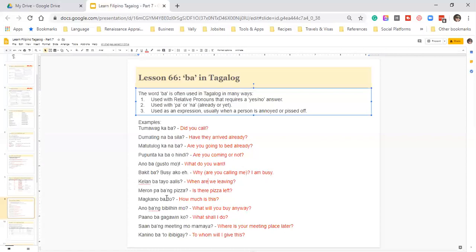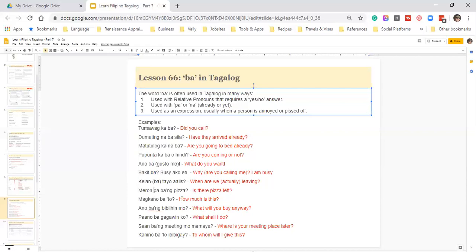Okay, you notice here the kailan. Kailan ba tayo aalis? When are we leaving? The "ba" is like, when are we actually leaving? You don't have to put that there because you're asking for information, but when you put "ba," it's a stress, like you've been telling me we're going, but when? Just to stress that.